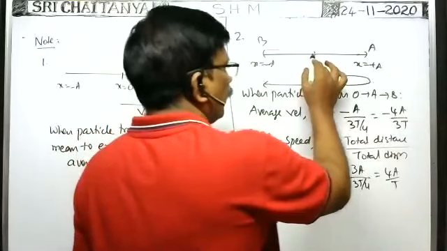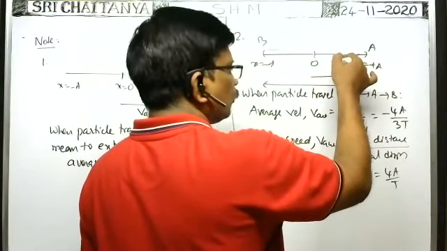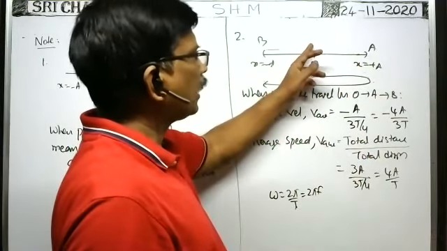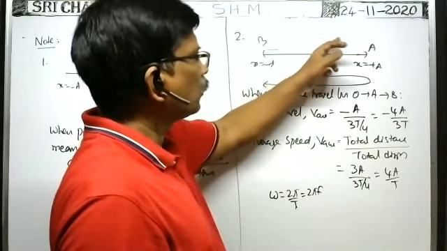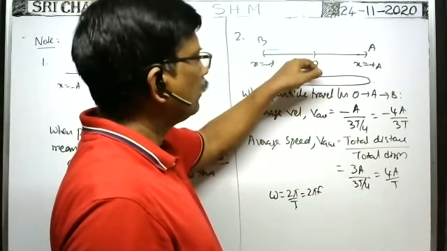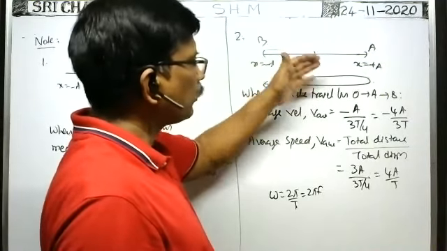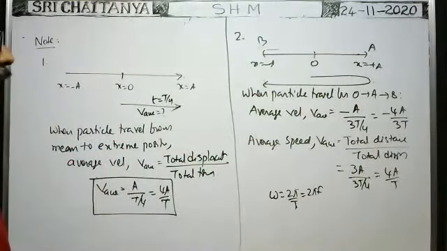Sorry, 2a by t by 2, no? When the particle travels from this position to this position, then total distance is 2a and time taken is t by 4 plus t by 4, which means t by 2. 2a by t by 2 means again you will get 4a by t, average speed, sorry, average speed. In such a way we have to do. Next.